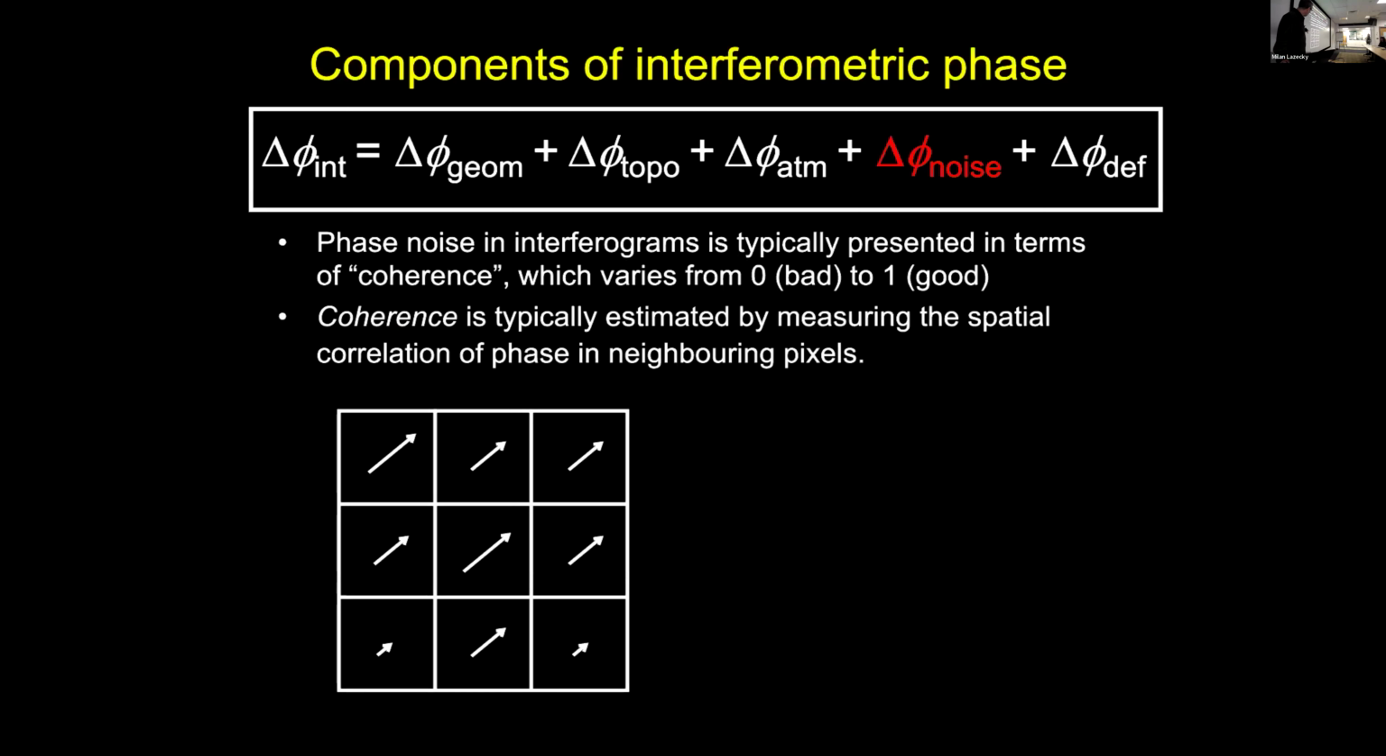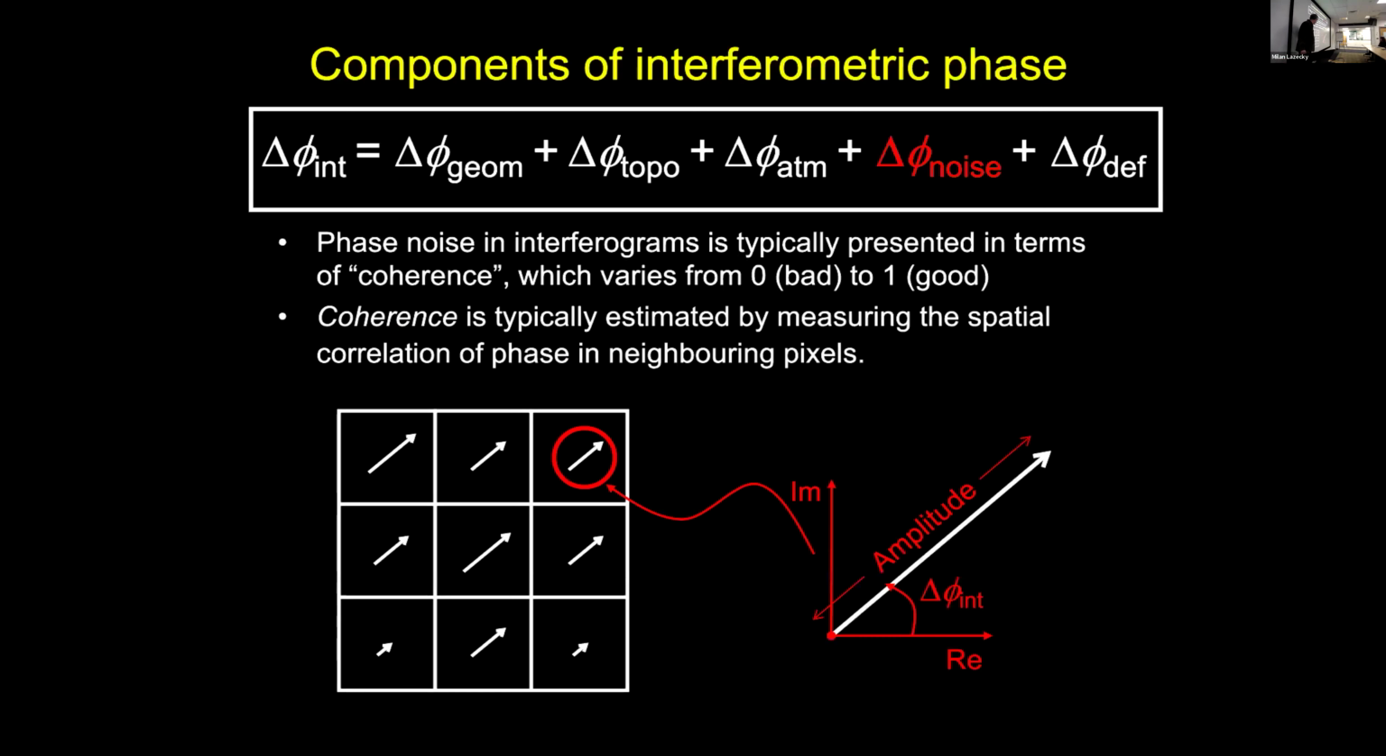In this diagram I'm representing 3 by 3 pixels in an interferogram, with each arrow being a phasor representation of the complex data you get back from the satellite. If you're thinking complex numbers, fine: that's the real axis, that's the imaginary axis. If not, just think of the length of the arrow as the amplitude, and the angle the arrow makes from the x-axis as the phase difference in the interferogram.